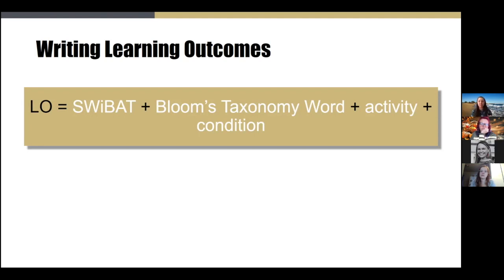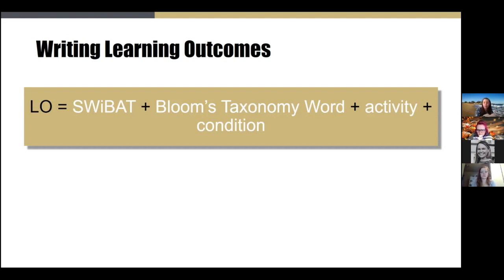Learning outcomes follow a really simple formula. This is SWIBAT, students will be able to, or sometimes people switch out the will with should. Students should be able to, students will be able to. Every outcome starts like that. Students will be able to, insert your Bloom's taxonomy verb from your hierarchy of critical thinking. So identify, articulate, describe, analyze, judge, summarize, create, write, whatever. Add on the activity. What is it that you want them to actually do? And then finish with your condition.